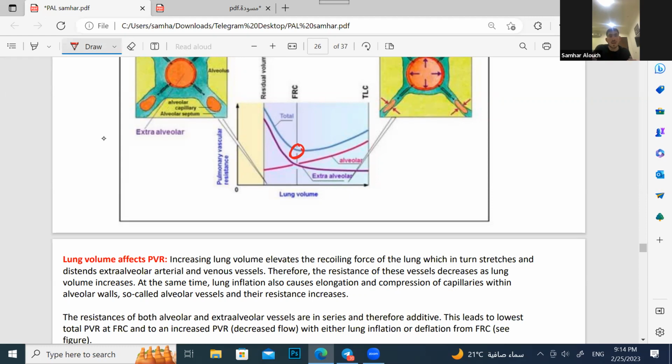If I inhale, the alveolar capillary resistance will increase, the other one will decrease, but the total is increasing in resistance. If I exhale more than FRC, the extrapulmonary vessels resistance will increase because they get compressed, and the alveolar is decreasing, but the total is still increasing. And so FRC is the lowest resistance point, because if I inhale, I'm increasing resistance, and if I exhale, I'm also increasing resistance. And so FRC is the lowest resistance point. Is it clear?